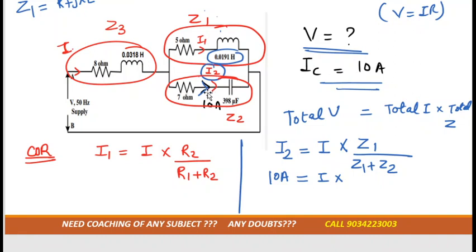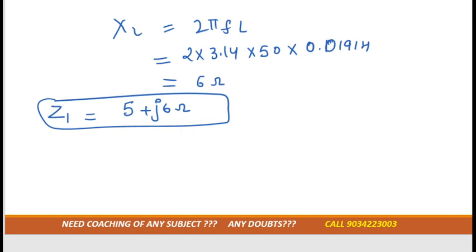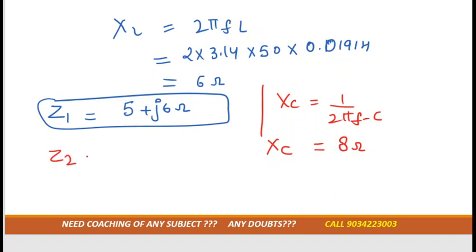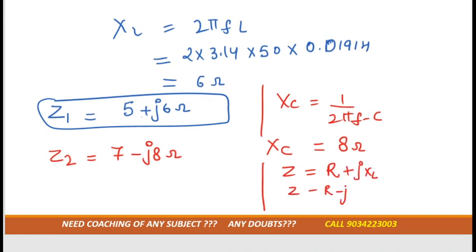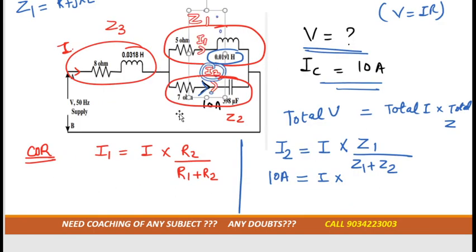Similarly, we'll get it for Z2. XC is not given, they have given C only. For that we need to calculate XC. What is the formula for XC? XC is equal to 1 by 2 pi FC. All the values are given, so we can calculate the value of XC. After calculation we'll get 8 ohm. So Z2 is 7 minus j8 ohm, because I told you if there is an XL we'll take the plus sign, and if there is an XC we'll take the minus sign, because the standard equations are Z is equal to R plus jXL and Z is equal to R minus jXC, right? So we got Z1 value, we got Z2 value.